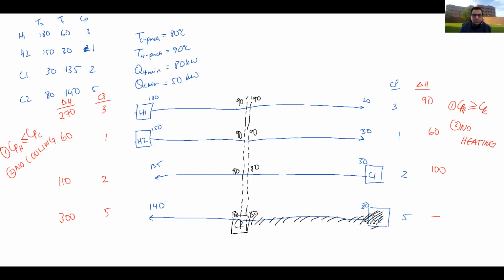Okay, let's try to design our network. Let's start on this side, it doesn't matter. So I need CP hot to be greater than CP cold. So let me start comparing H1 with C1, does this work? CP hot greater than CP cold? Yeah, it works. So let's do this transfer.